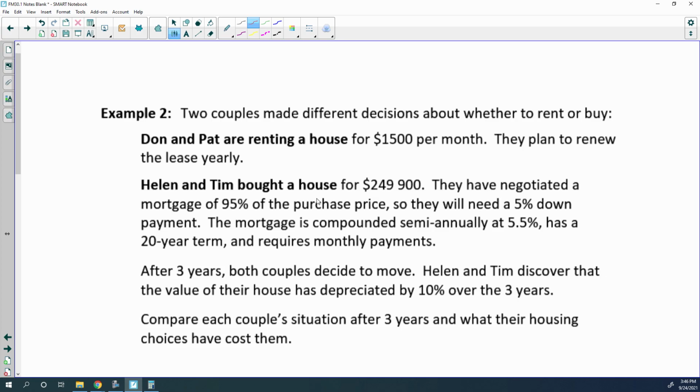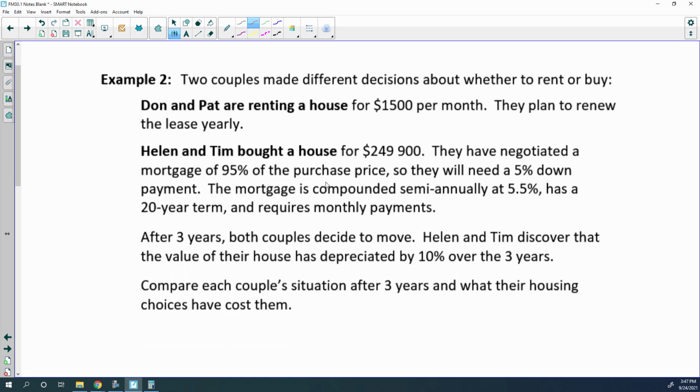Helen and Tim bought a house for $249,900. They have negotiated a mortgage of 95% of the purchase price, so they'll need a 5% down payment. The mortgage is compounded semi-annually at 5.5%, has a 20-year term, and requires monthly payments. After 3 years, both couples decide to move. Helen and Tim discover that the value of their house has depreciated by 10% over the 3 years. So we're going to compare each group's situation after 3 years and what their housing choices have cost them.